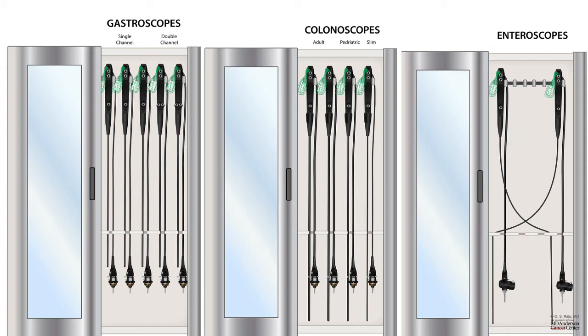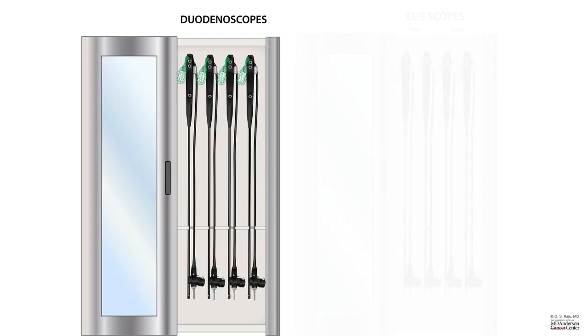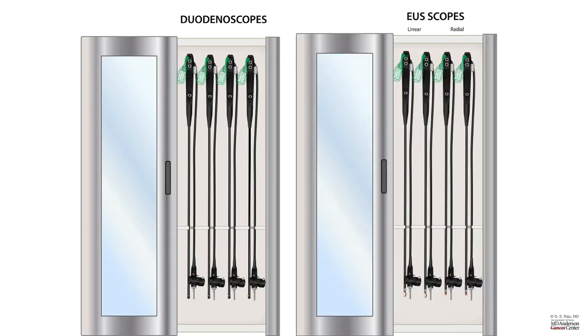So let us move to the specialty scopes, duodenoscopes, and endoscopic ultrasound scopes. So let's look at the specific differences.